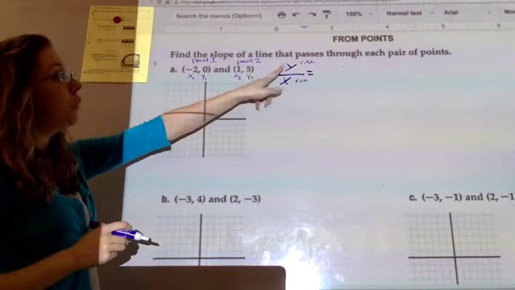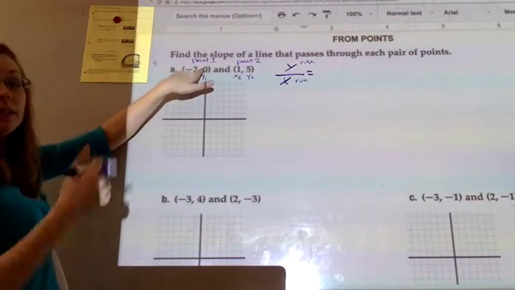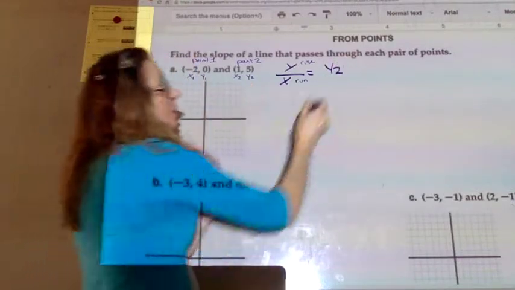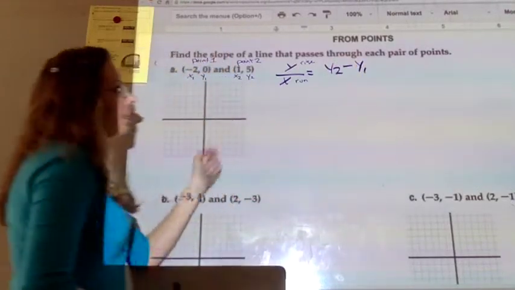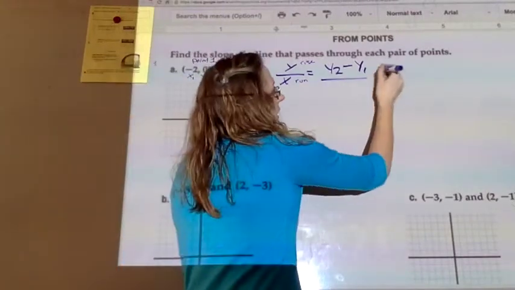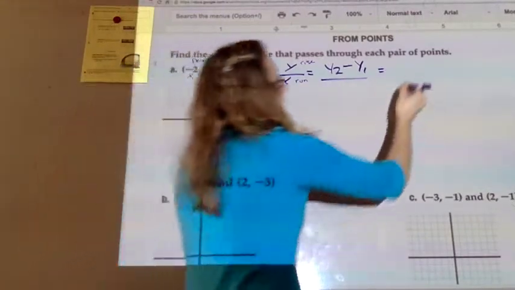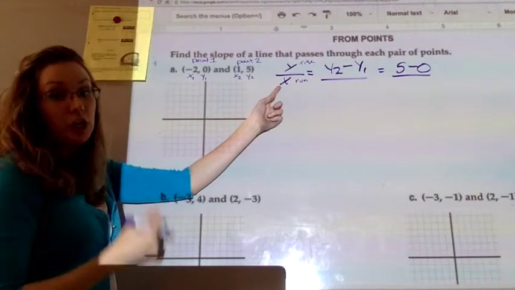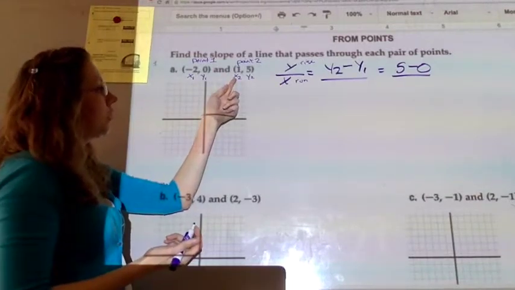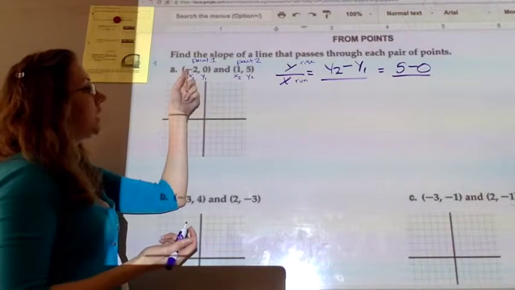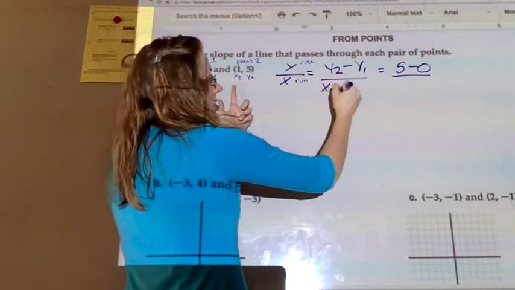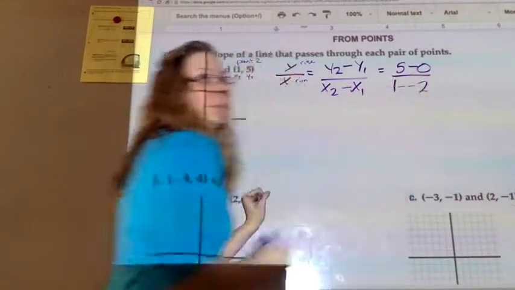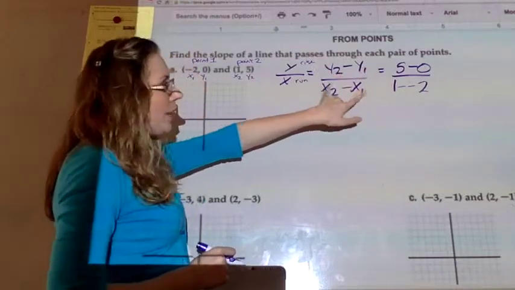Now to find our change in y, we've been doing this minus that. And that's exactly what we're going to do, okay? We're going to take our y2 and we're going to subtract from it our y1. y2 minus y1, which in this instance is going to be 5 minus 0. Now our denominator, our change in x, our run. Since we started with our 5, we would do 1 minus negative 2, which is x2 minus x1. 1 minus negative 2. So you can see how we come up with this equation from these points.